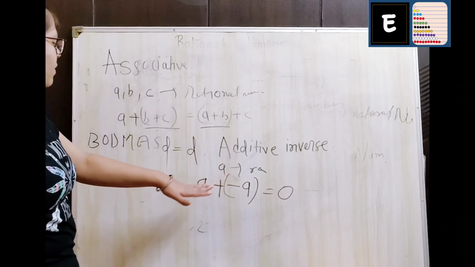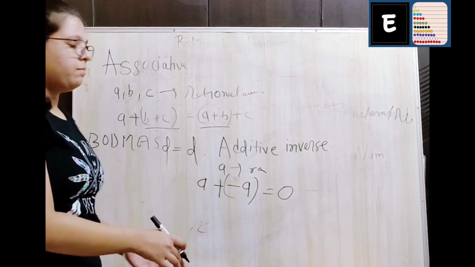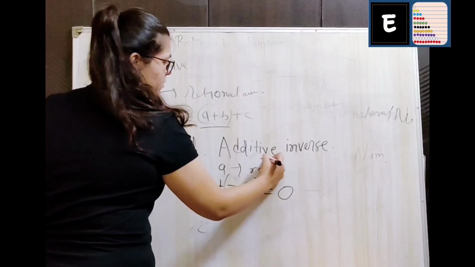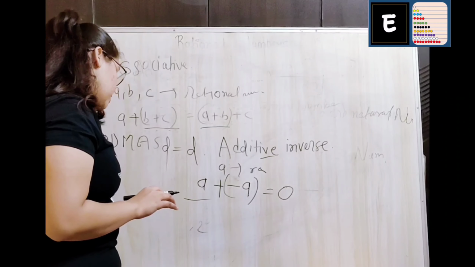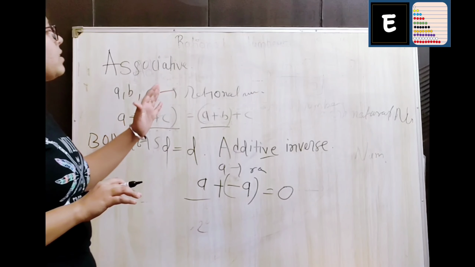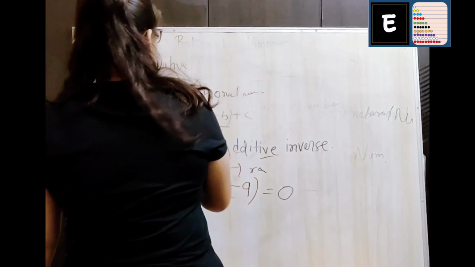So basically, if we have positive a, the additive inverse will be negative a. That's the additive inverse, the existence of additive inverse. So these are the properties of rational numbers for addition. Next, we have properties for multiplication.